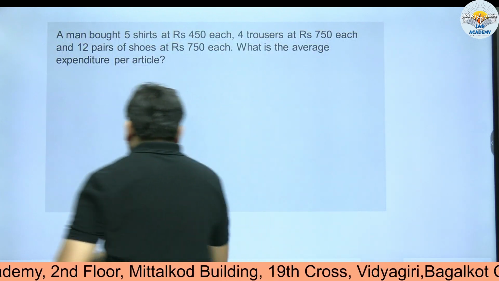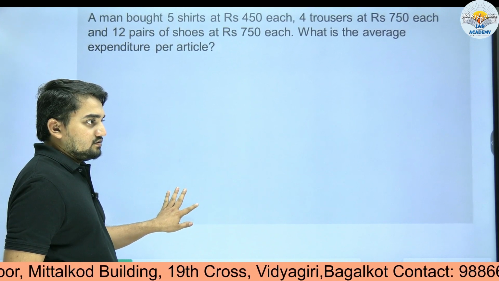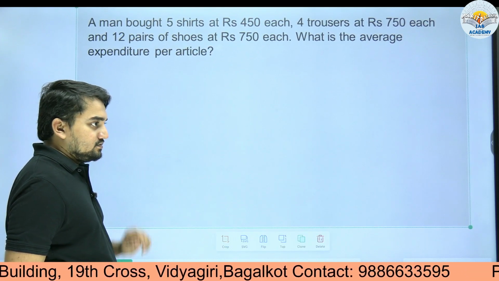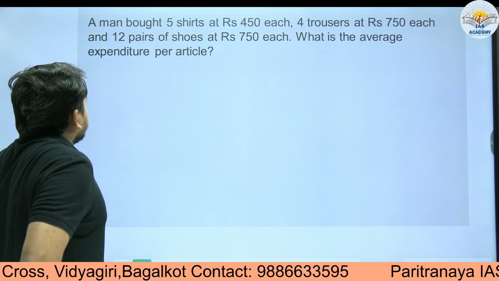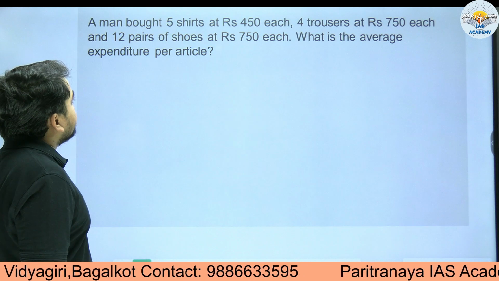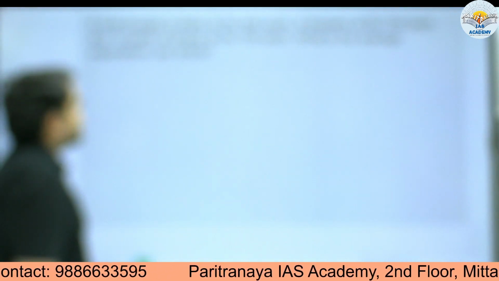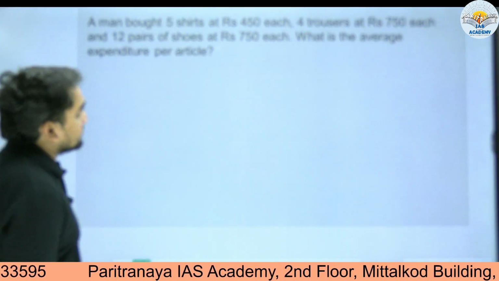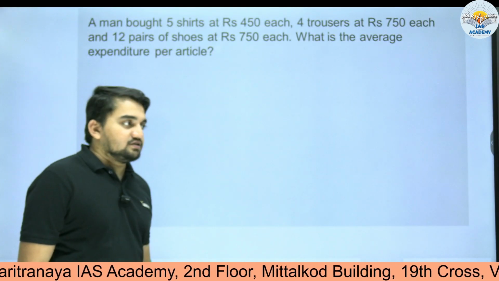See, read this question. So the question says that a man bought 5 t-shirts at rupees 450 each, 4 trousers at rupees 750 each, and 12 pairs of shoes at rupees 750 each. What is the average expenditure per article?